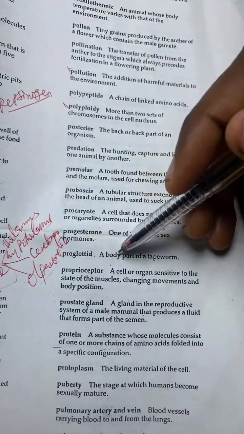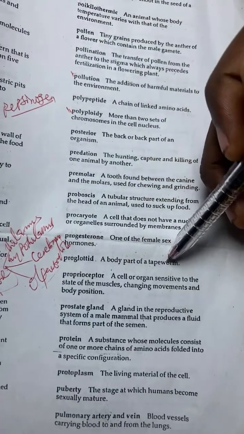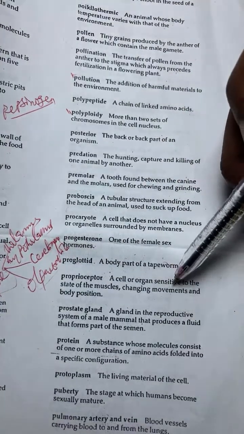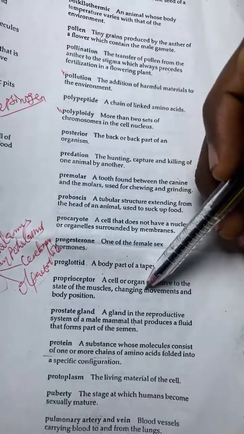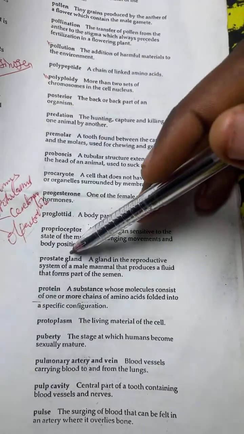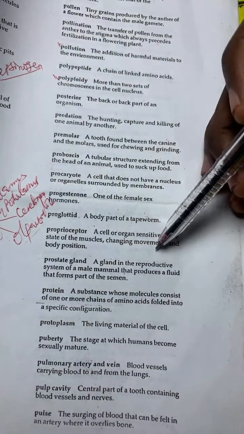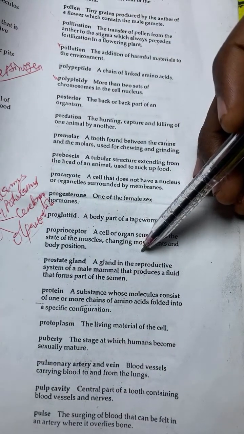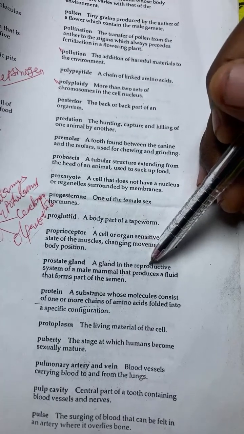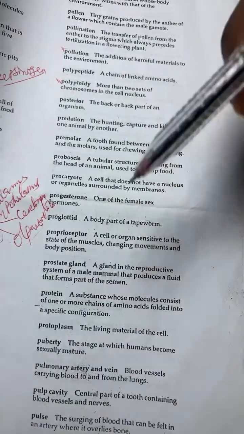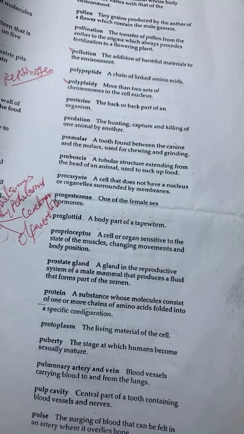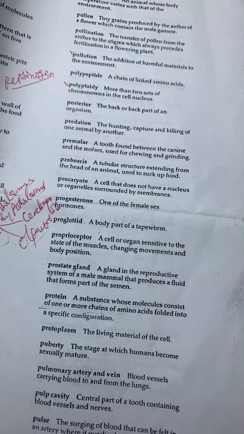Now we have proglottid, a body part of a tapeworm. It's called what? Proglottid. Okay, we have proprioceptor, a cell or organ sensitive to stretch of the muscle, changing movement and body position. We have prostate gland, a gland in the reproductive system of a male mammal that produces a fluid that forms part of the semen. Now, protein is a substance whose molecule consists of one or more chains of amino acids, folded into a specific configuration.